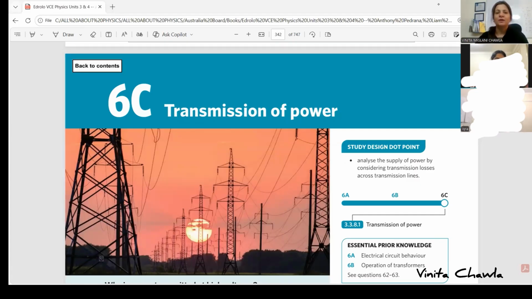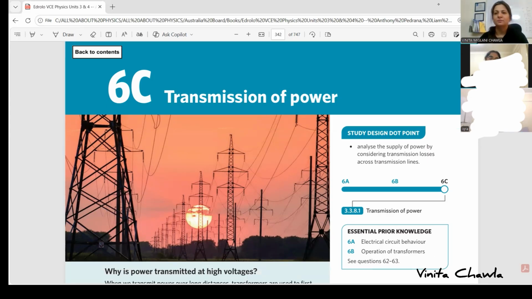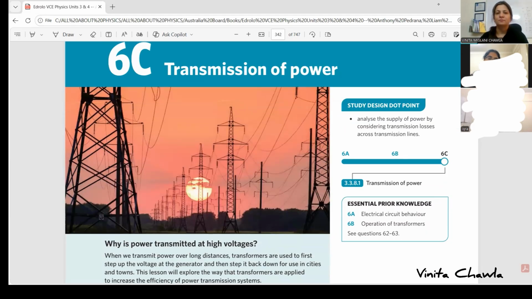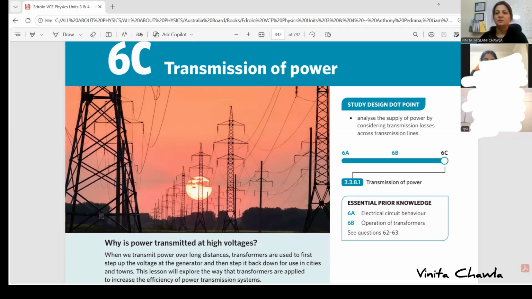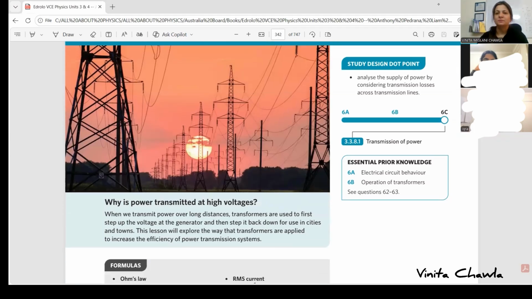So what kind of picture is this? What is this? What do you see here on the screen? Have you seen these kind of poles? What do these poles represent? Power lines. Yes, these are power lines, and you can see here the electric wires. These electrical wires are called transmission lines.